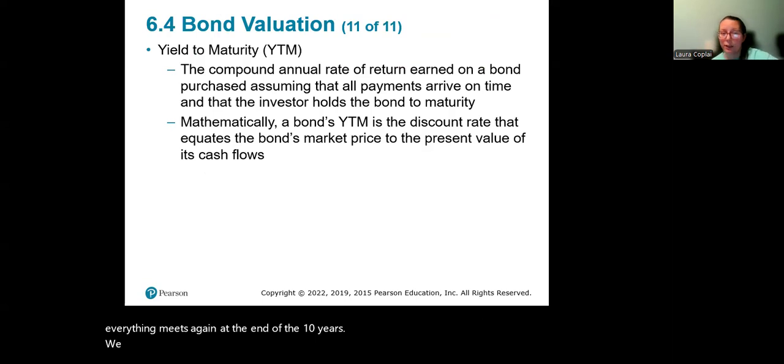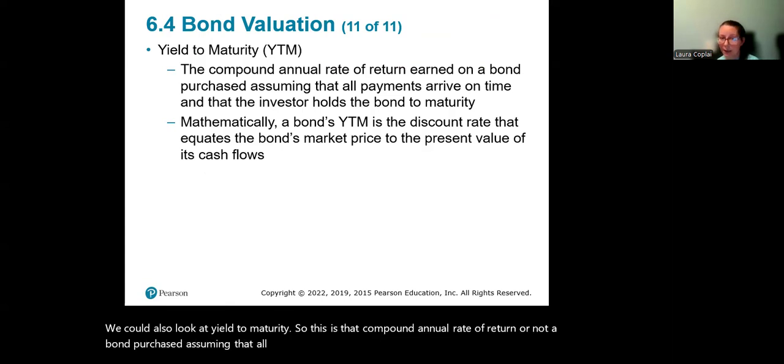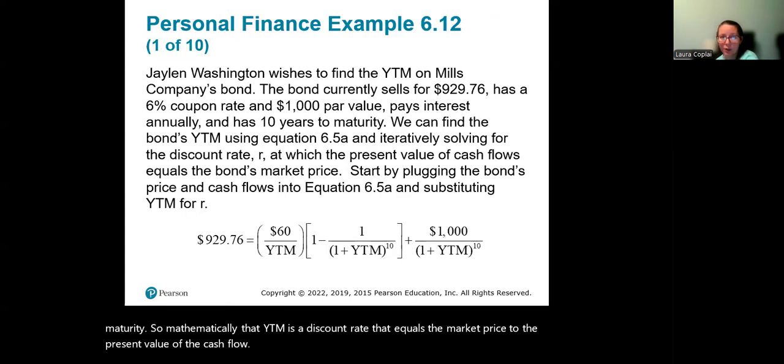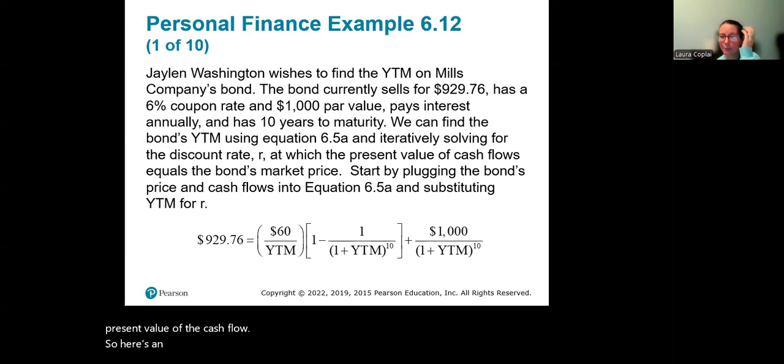We could also look at yield to maturity. So this is that compound annual rate of return earned on a bond purchased, assuming that all payments arrive on time and the investor holds that bond to maturity. So mathematically, that YTM is a discount rate that equates the market price to the present value of the cash flow. So here's an example to find YTM, yield to maturity, on Mills Company.